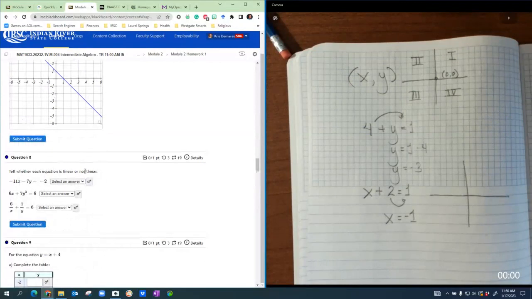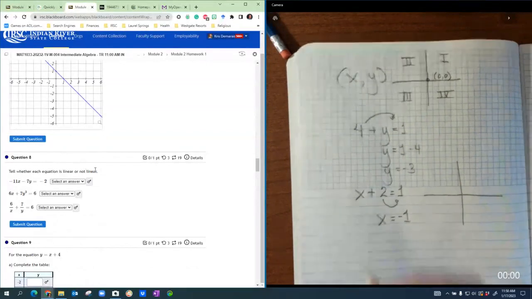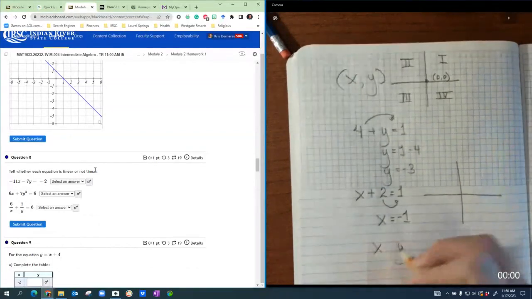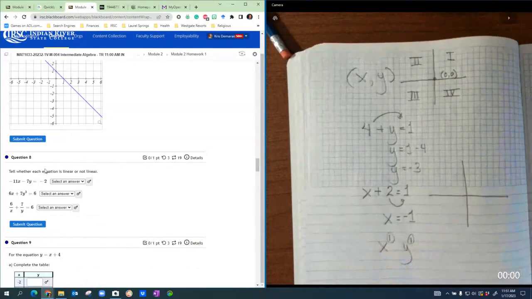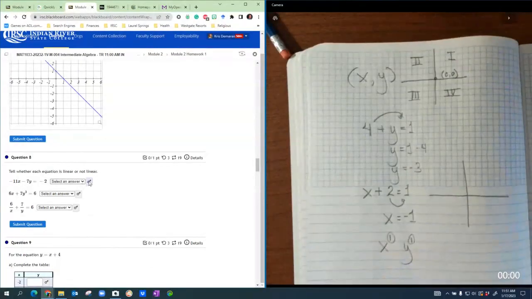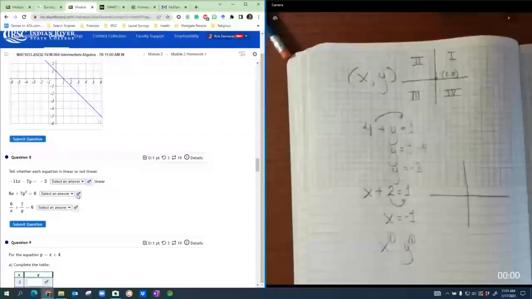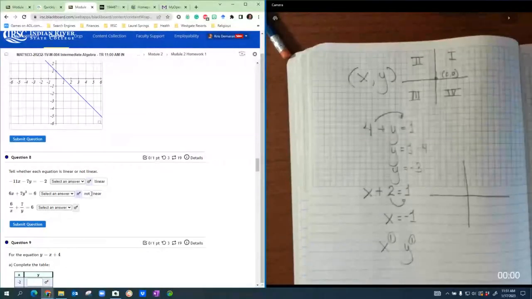Now tell whether the equation is linear or not. How you can tell if it's linear is that both the x and the y would have 1 for the value of their degree power. This one is linear. Yes, this is linear. All right. This one's not, because the y is degree power 3. So that's not linear.